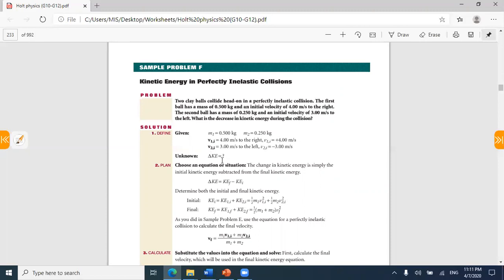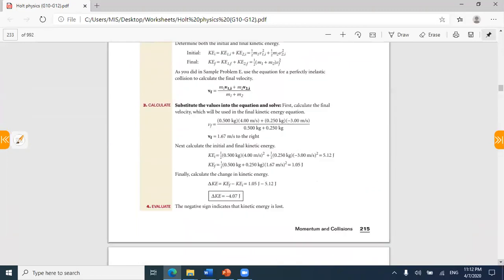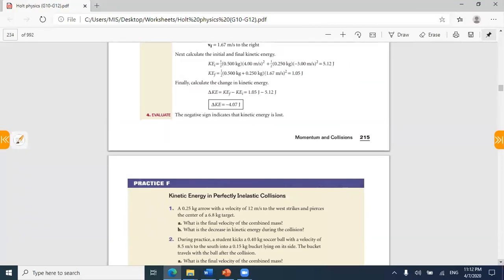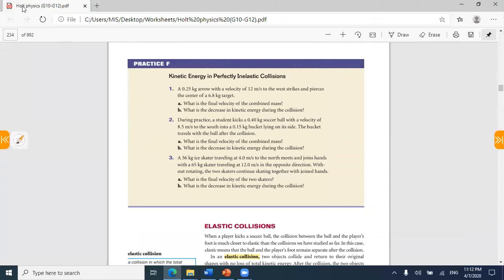You have to find V final first using the first equation, and then you have to find the decrease in kinetic energy using the 3 steps that we talked about. Kinetic energy initial, then kinetic energy final, then subtract. I will come back to this simple problem, don't worry. But let me show you something here.